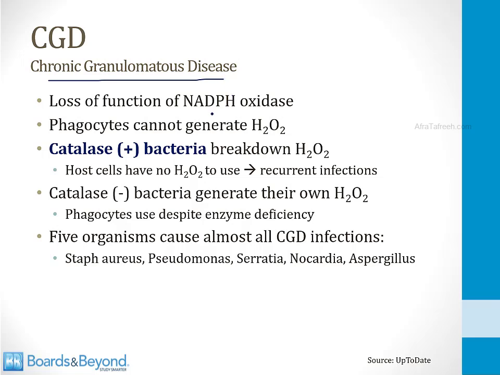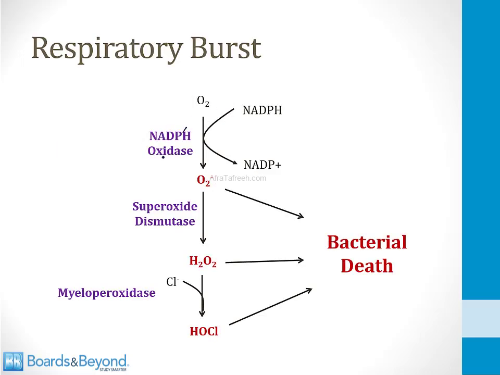The underlying problem is that they lack normal functioning of NADPH oxidase, that enzyme we talked about being part of the respiratory burst. This means that for these patients, their phagocytes cannot generate hydrogen peroxide, and therefore they cannot effectively kill bacteria. If we go back to this slide, patients who are defective in this enzyme can't generate any of these free radicals to cause bacterial death.